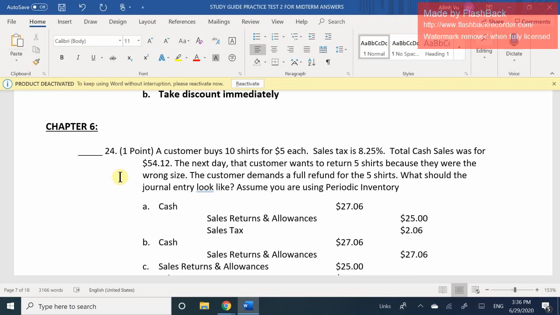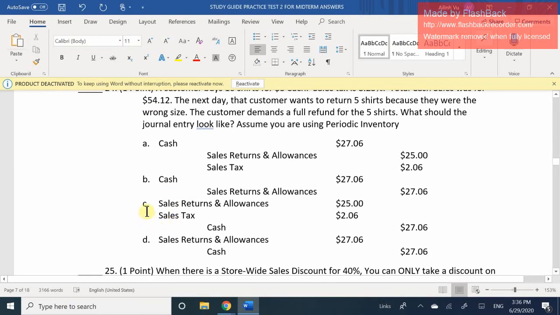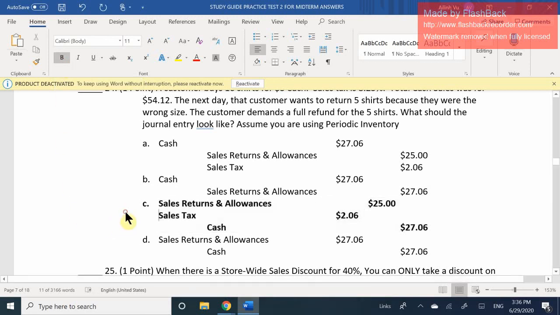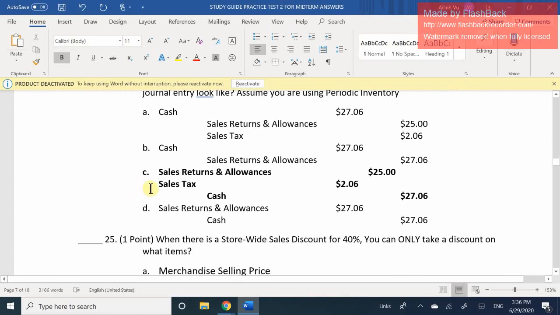The customer demands a full refund for the 5 shirts. What should the journal entry look like? C: sales returns and allowances, sales tax, and cash. Yes, that is correct, because you need to separate your tax. It's money that you don't own; the customer paid you to pay to the state for sales tax. So C is correct.